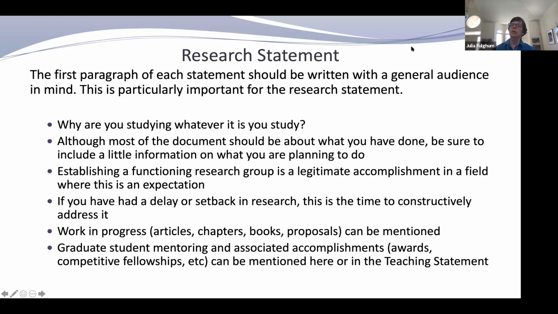Graduate students, undergraduate students in labs, mentoring, your students getting awards, your students getting NSF GRFPs, your students presenting at conferences. You can talk about students who are engaged in your research and scholarship, both in the research statement and the teaching statement.